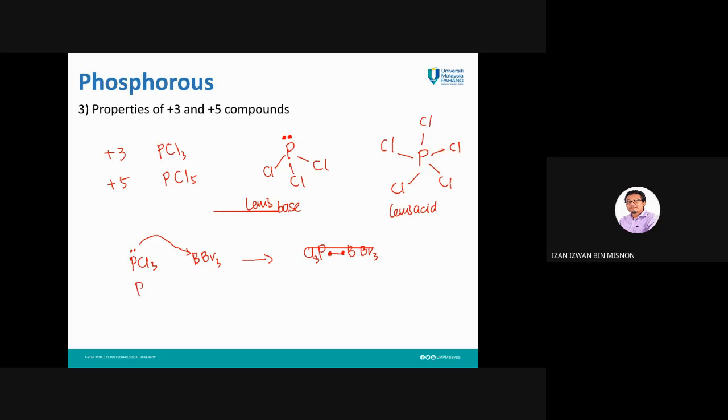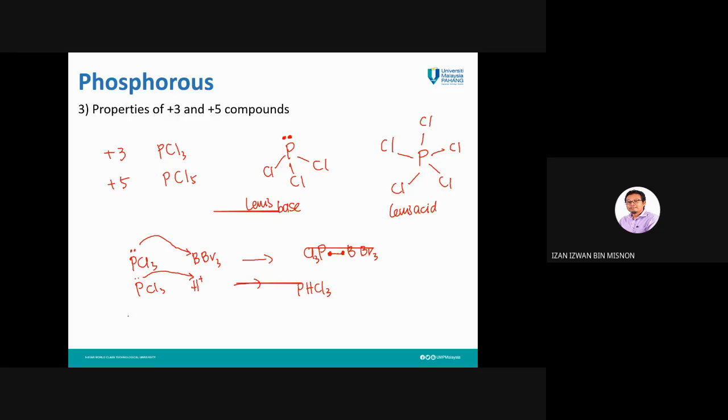Another example is, we use PCl3 again. Let's say we have here H plus. So the electrons can be donated to H, forming PHCl3. So that's for PCl3.